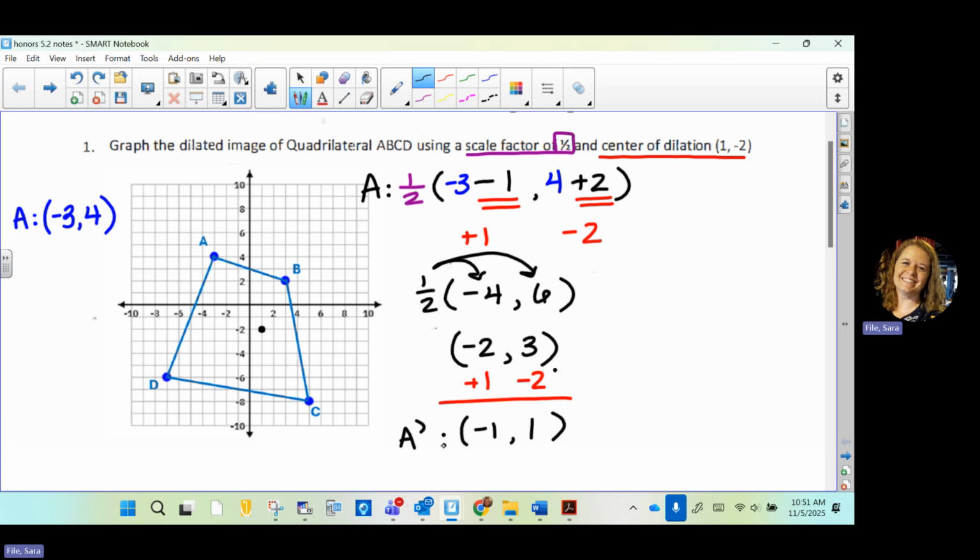So now I'm going to plot that. -1, 1 would be A prime. And actually, I'm going to change the color of that since the center of dilation is black. I'll make this some different color.